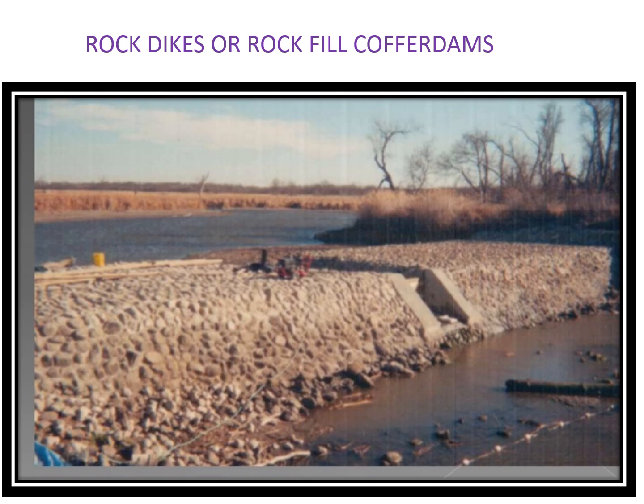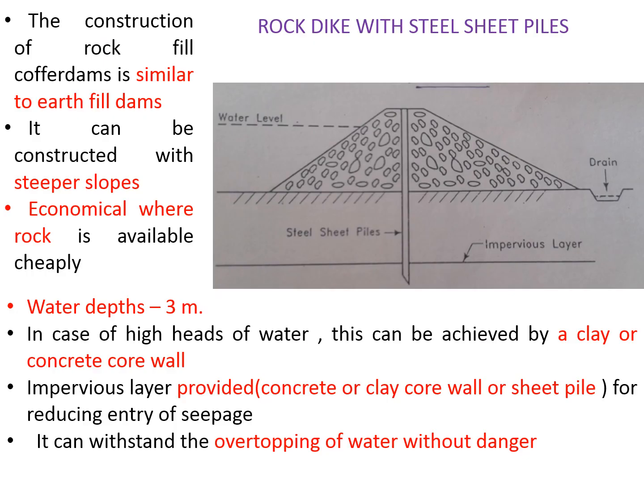Next is instead of earth filling material, it is completely filled by rocks. That's why it is called rock dikes or rock filled cofferdam. So here in this section you can see this is steel sheet pile, and it is surrounded by the rocks, and it will rest on the impervious layer. So here also drain is provided to take out excess water, and this is the water level outside. So it is similar construction as earth fill cofferdam.